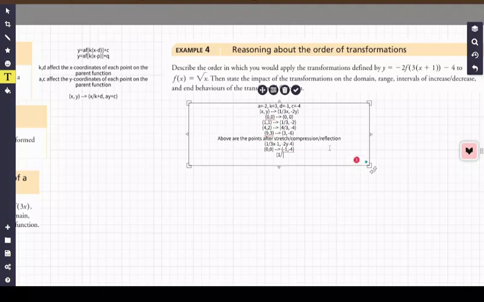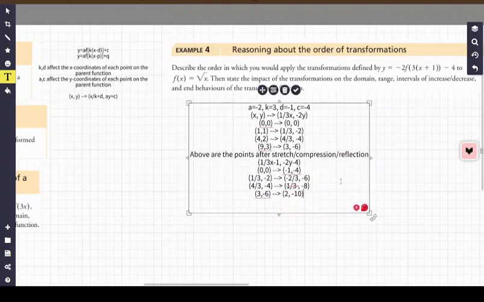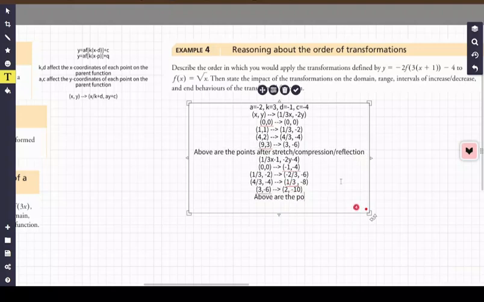And then (1 over 3, -2) will now become (-2 over 3, -6), right? Makes sense. We're only moving it. So (4 over 3, -4) will now become (1 over 3, -8). And then (3, -6) will now become (2, -10). Right? It's all making sense. It's just math. And these above are the points after both stretches and translations.